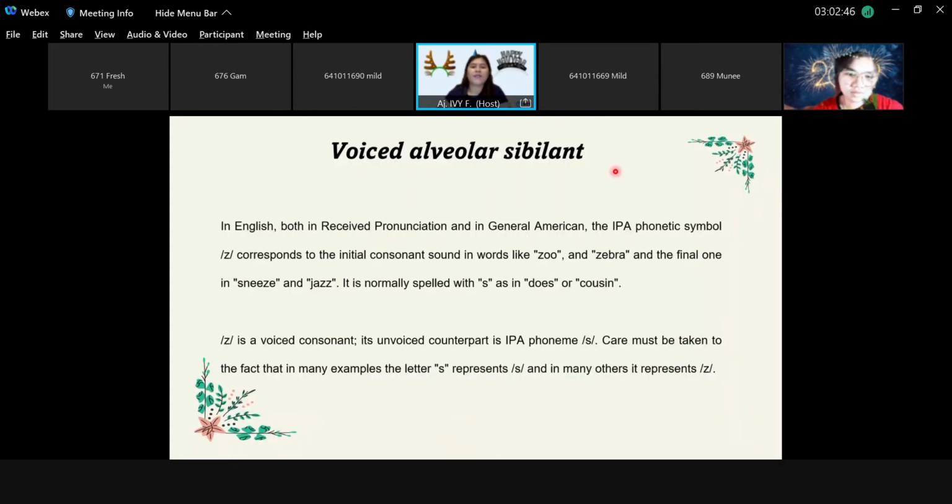Okay, now we have the voiced alveolar sibilant. In English, both in received pronunciation and in general American, the IPA phonetic symbol Z corresponds to the initial consonant sounds in words like zoo and zebra, and the final one in sneeze and jazz. It is normally spelled with s, as in thus or cousin.